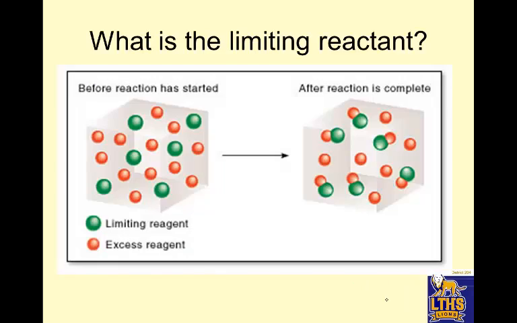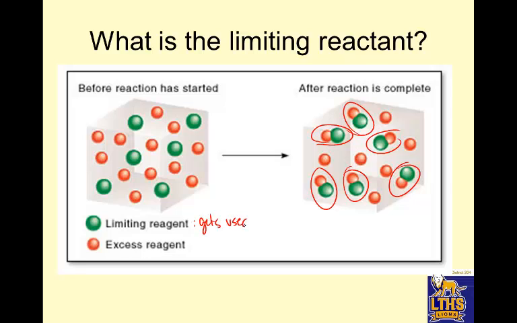All right, so what's the limiting reactant here? Well, we have red atoms and green atoms. So we look from left to right, and we notice that 1, 2, 3, 4, 5, 6 products form, and all of the green atoms get used up. So the limiting reactant gets used up, and determines how much product.